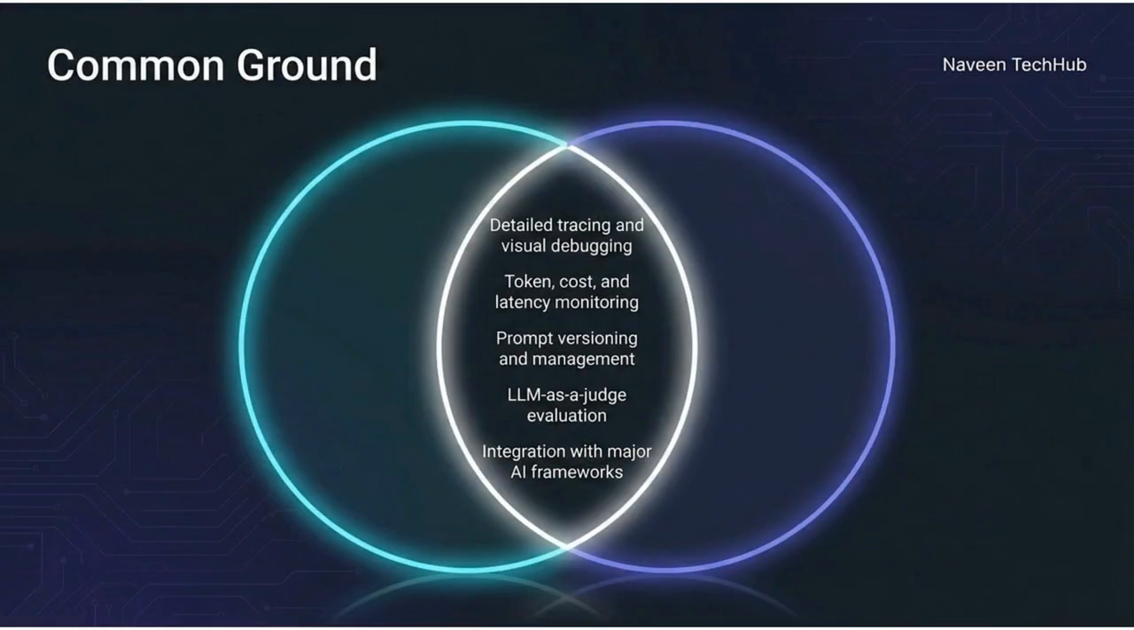Before comparing the terminology, notice how much the two platforms have in common. Both provide detailed tracing and visual debugging. Both can help measure tokens, cost, and latency. Both support prompt-related management capabilities. Both provide mechanisms for evaluation, including LLM-based evaluation approaches. And both can integrate with major AI frameworks. So the fundamental problem they solve is similar: helping developers understand and improve complex LLM application behavior. The differences become more visible in their architecture, terminology, ecosystem, deployment model, and implementation choices.